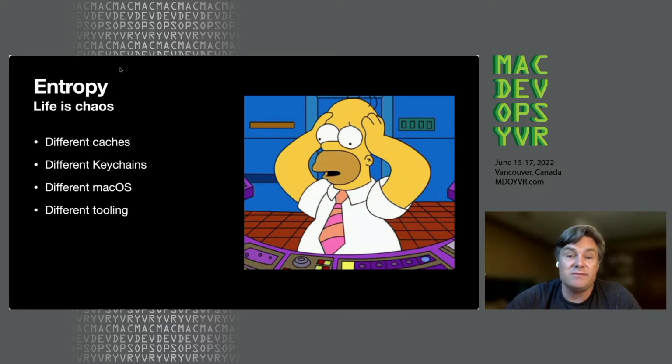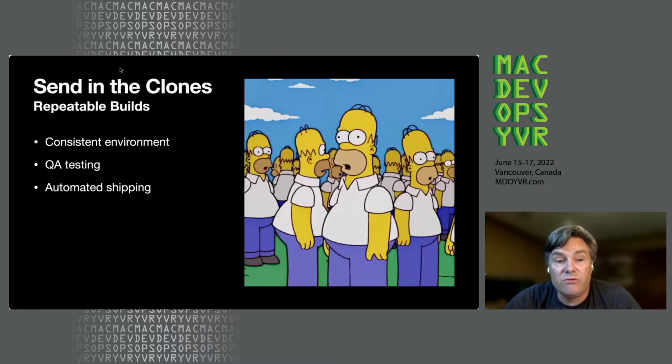So this is a problem across the industry. And the way you have to fix this is that you need to start cloning things. You have to have repeatable builds. The builds have to be repeatable. You need to have a consistent environment to be able to run these things in. And that allows you then to have QA. You can do automated testing, automated shipping of software, all that sort of stuff.